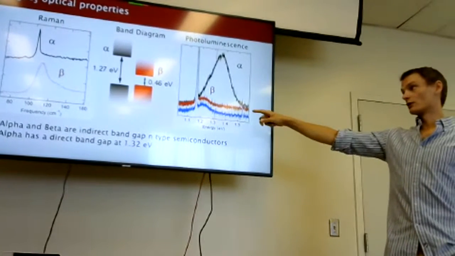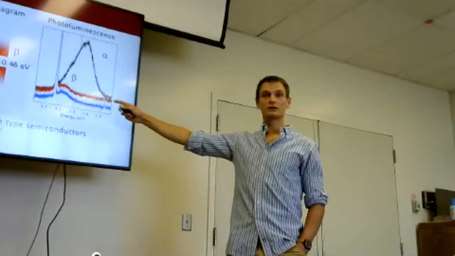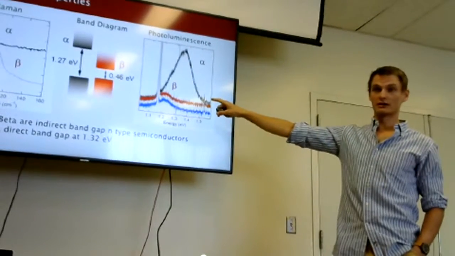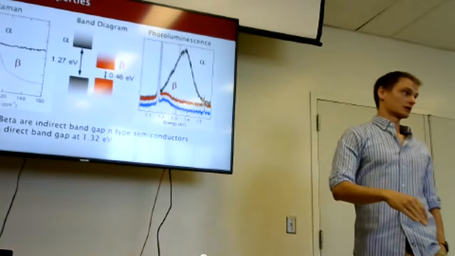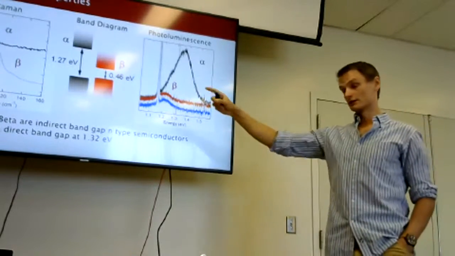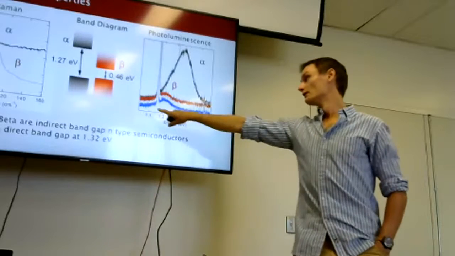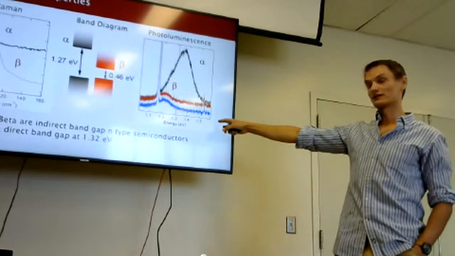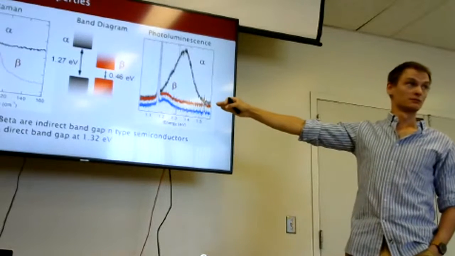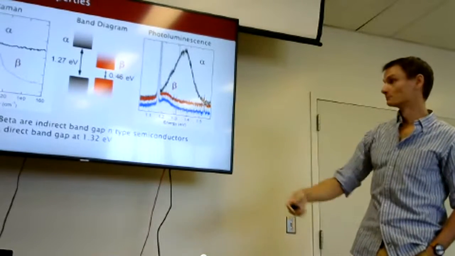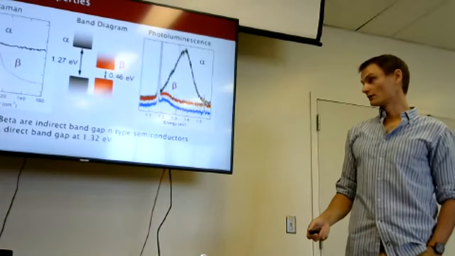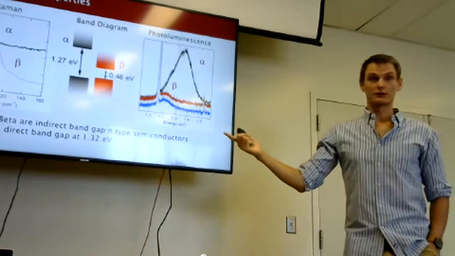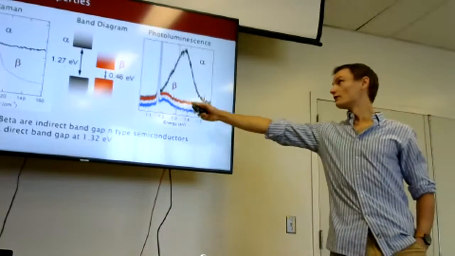Alpha's in black, beta's in red, and the substrate that beta was on is in blue, just to show that the photoluminescence that we see from beta is not really from beta, it's from the underlying substrate. Like this band gap is 0.4 eV, and the energy range we're looking at is 1 eV to 1.6 eV, so we wouldn't see a photoluminescence peak from beta anyway. And also alpha has a direct band gap at 1.32 eV, which is what we see there.